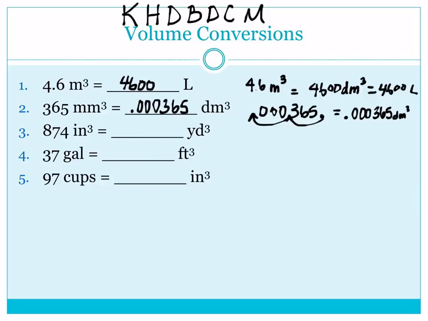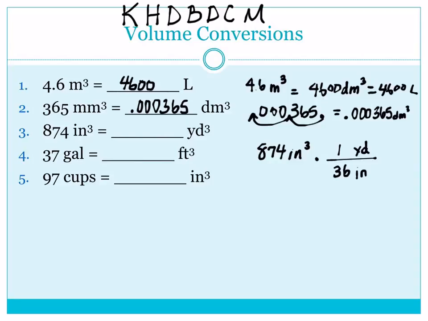Inches and yards. Well, that's more than just moving decimal points, right? We've got 874 cubic inches. All right, so what's the relationship between inches and yards? Do you remember? If you don't, you can go through feet. It's okay. How many inches are in a foot? 12. And how many feet are in a yard? 3. So it'd be 12 times 3, right? So how many inches are in a yard? 36. So the relationship is 36 inches to 1 yard.